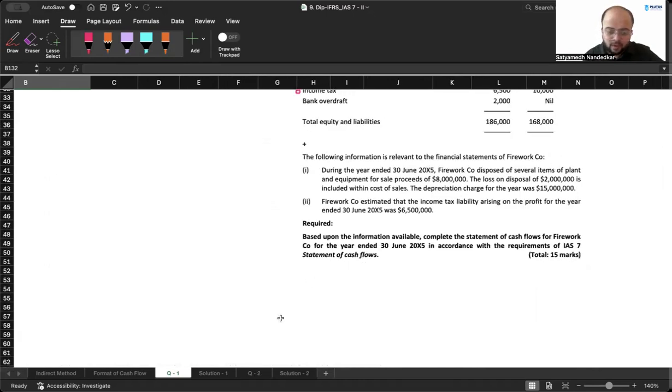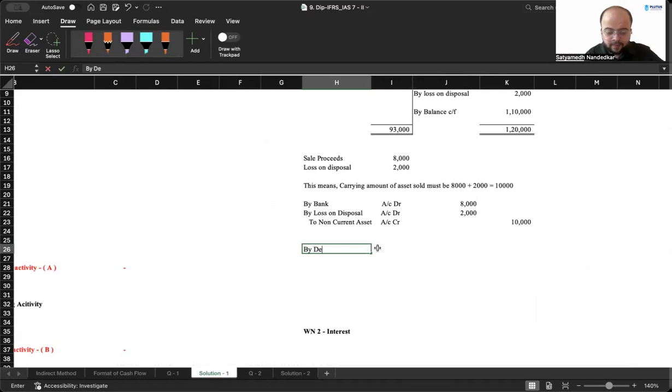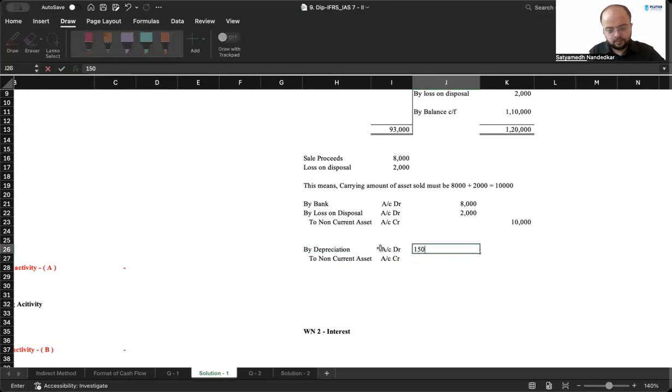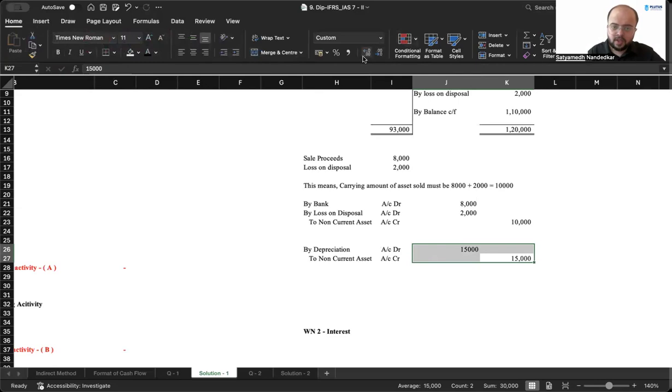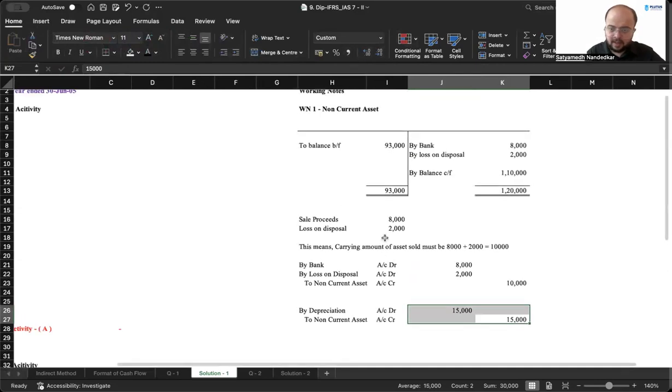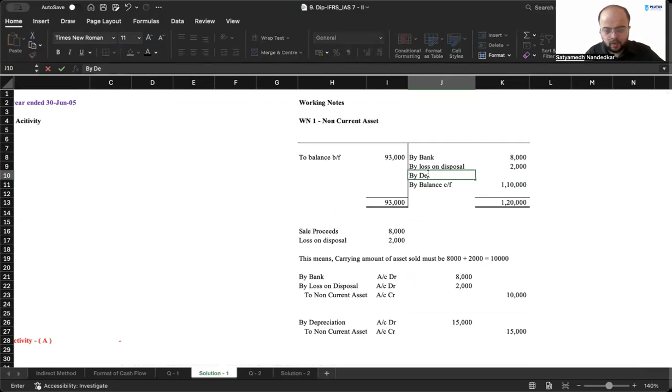So what we are going to do is record the depreciation entry by depreciation account debit to non-current asset account. This is the accounting entry. Okay. Depreciation account debit to non-current asset. Post it here on the credit side by depreciation account 15,000.